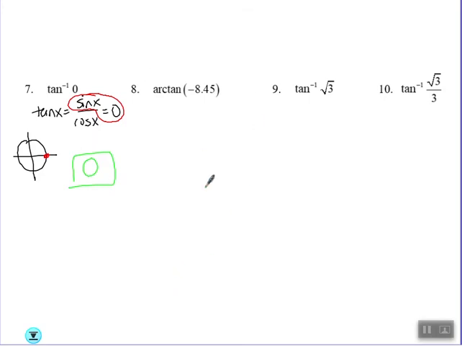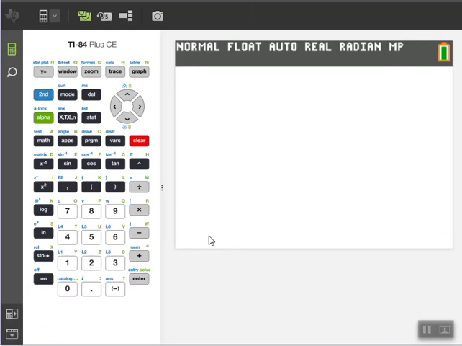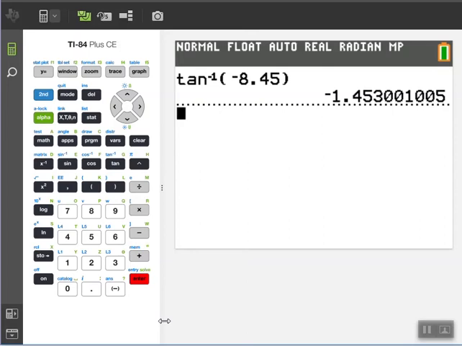If we want to find arctan of -8.45, that is not on the unit circle, so we have to use our calculator for that. First, you need to make sure that your calculator is in radians, which ours is. Then all of the inverse trig functions are typically right above the trig function, so you can see it has inverse sine, cosine, and tangent. So we can just do inverse tangent of -8.45. And we get, rounded to 3 decimal places, that this is approximately -1.453.